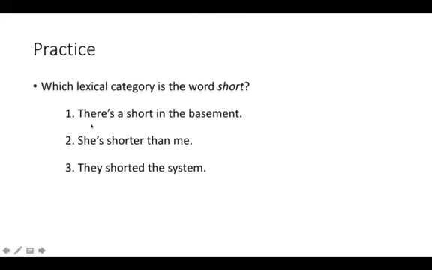Okay? How about number 2? She's shorter than me. Can we put a determiner like a or the before shorter? A shorter, the shorter? These both sound ungrammatical, so it's probably not a noun. Is it an adjective? If it's an adjective, we should be able to modify it with an adverb. Something like much. She's much shorter than me. That sounds good. So this looks like it's probably an adjective.